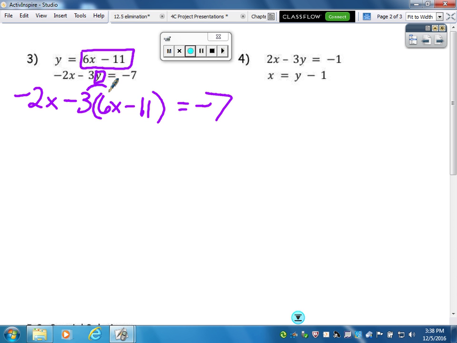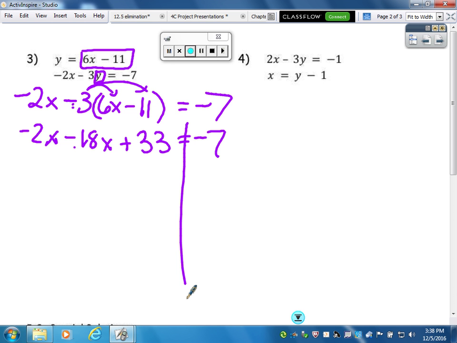So the first thing I'm going to do is distribute not just 3, but don't forget about that negative that goes along with it. So this is negative 2x, negative 18x, and positive 33. Let's go back over that real quick. So negative times that positive made the negative. Negative times that negative made the positive right there. So this is a two-step equation.